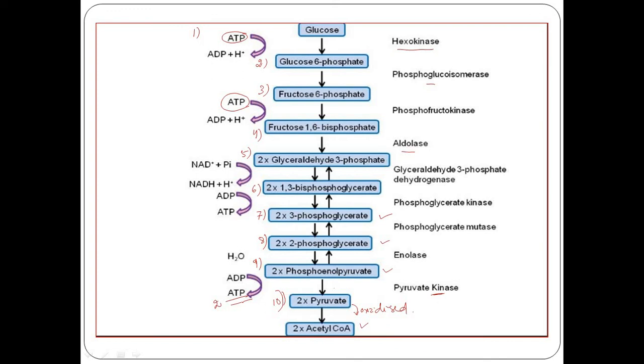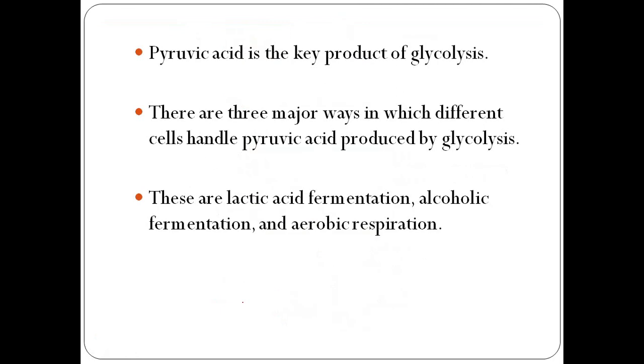Glycolysis involves 10 steps where glucose forms 2 pyruvate and 2 ATP. Pyruvic acid is the key product of glycolysis. Pyruvic acid is the end product.